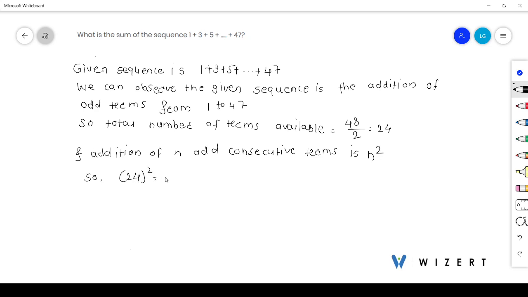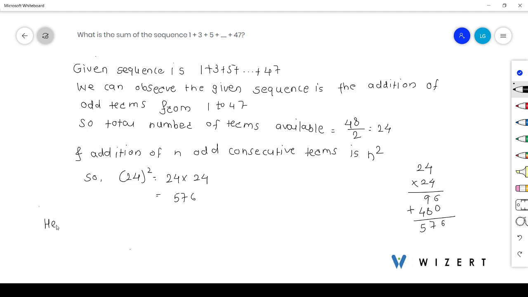24 square means 24 into 24. So, 24 into 24: 4 4s are 16. 6 is at the units place and carry 1 forward to the tens place. So, 4 2s are 8 plus 1 is 9. Add 0 to the units place. 2 4s are 8. 2 2s are 4. 6 plus 0, add these two terms. 6 plus 0 is 6. 9 plus 8 is 17. 1 carry over. 4 plus 1 is 5. So, it is 576.